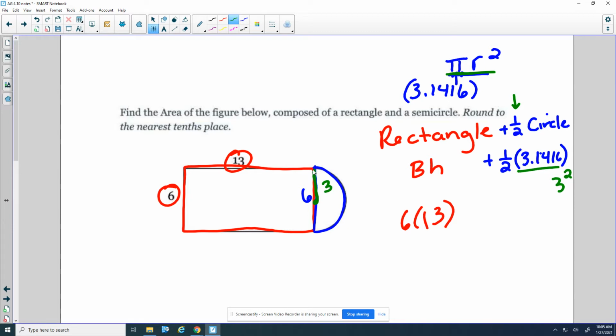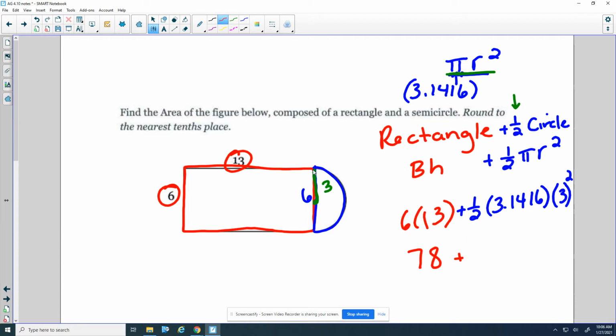So when I type this in, and actually I'm going to rewrite that. I'm going to write the formula up here like I did for my rectangle, 1/2 pi r squared. So 1/2, 3.1416. And now I can fit it, so this is my 3 squared. So if I type this whole thing in, and actually I'll do it piece by piece first. This part will give me 78. This part over here is going to give me 14.1372.